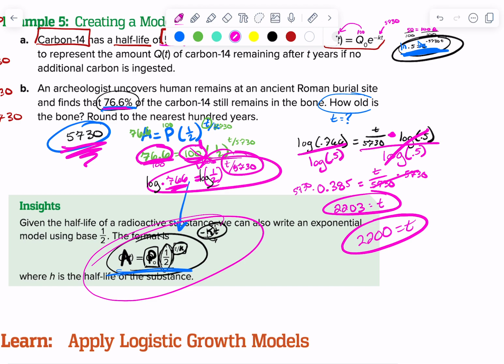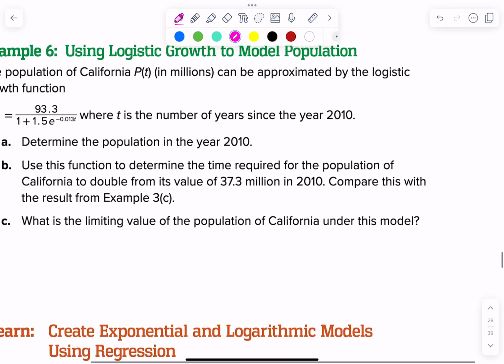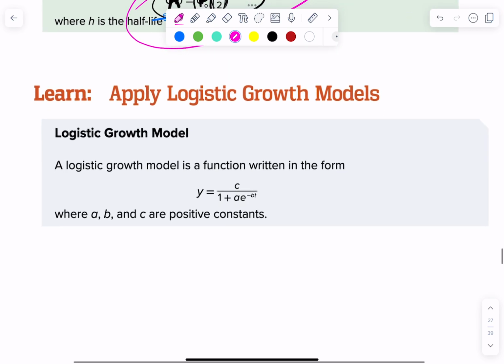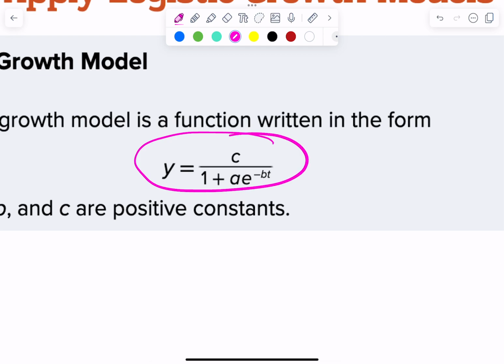What's logistic growth? Okay, you're good. Logistic growth. This is the last main concept that they have. We haven't talked about logistic growth, I think, in any other math class besides trig. So listen up. Put your listening ears on. This is what a function that has logistic growth looks like.